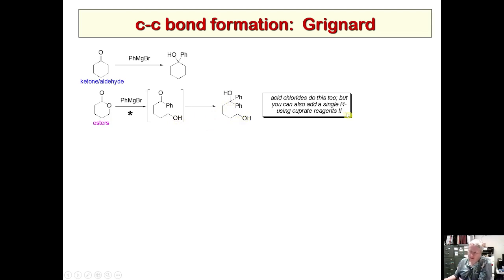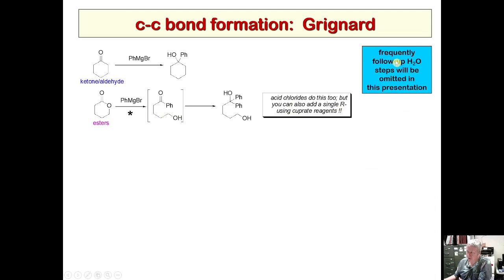Acid chlorides do the same thing. So when you have an acid chloride, Grignards attack twice, and you get a tertiary alcohol. But with acid chlorides, cuprates attack once. So if you have an acid chloride and you use a cuprate, it stops at the ketone point. Okay.